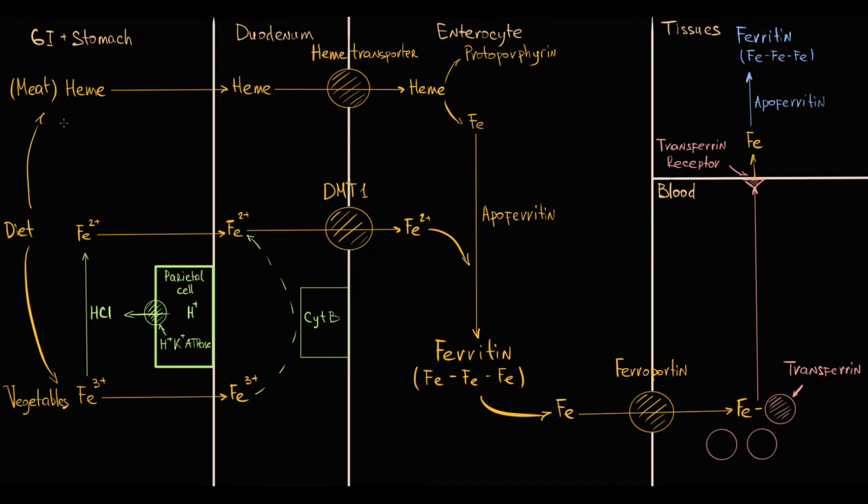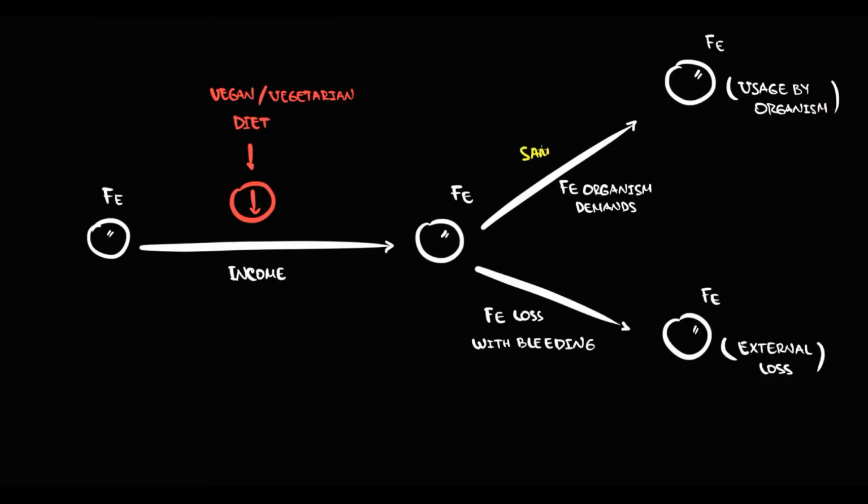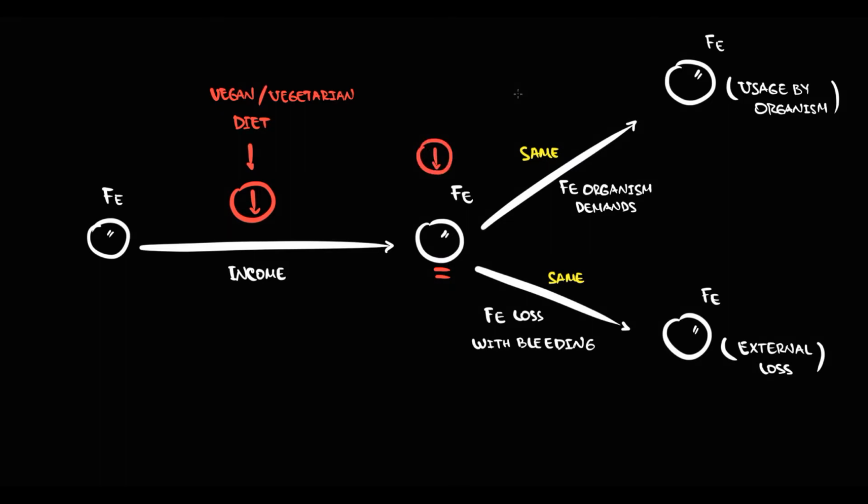The concept is that mostly we intake iron with meat, and only a small part of iron we consume in form of vegetables. So with decrease in meat consumption, the amount of heme iron that income to the duodenum decrease. As a result, less iron will be absorbed. In this case, organism iron demands remain the same, but the income of iron is decreased. As a result, the level of iron will progressively decrease, and iron deficiency will develop.